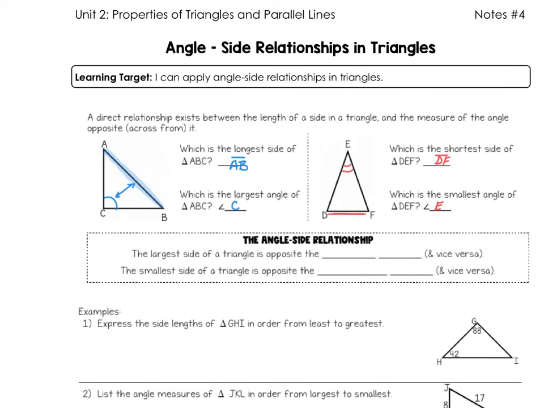So our takeaway from this is that the largest side of a triangle is opposite the largest angle. And vice versa, meaning the largest angle is opposite the largest side. The smallest side of a triangle is opposite the smallest angle.